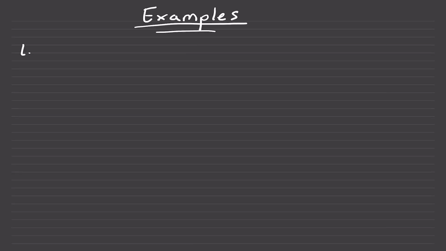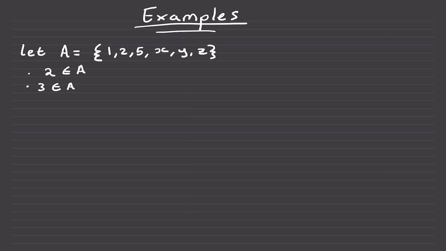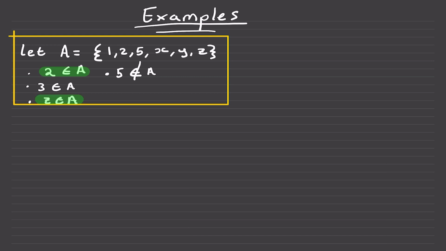Alright, let's try some examples. Which bullet points below are true? The correct answers will appear in green and the wrong ones in red. Two and Z are both elements of A because they're both in the list above. The weird looking E with the line going through it is known as not element of. So the last one, it says 5 is not an element of A, which is not true. Hence it's red. I should have mentioned that earlier. Alright, I hope that made sense.